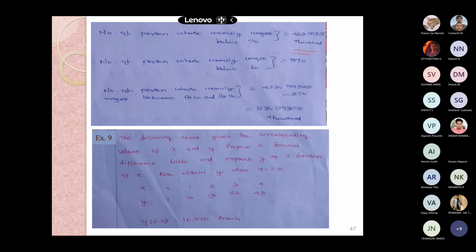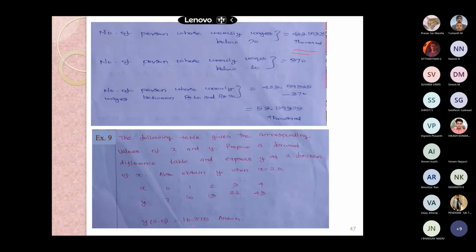In the past 2 to 3 problems, we dealt with numerical data. Here they are asking us to calculate some expressions, and when we apply the data with the Gregory formula, we'll get some relation. Don't feel it is very huge, it is very tiny. Even we need to find y when x is equal to 2.5, and the data is 0, 7, 1, 10, 2, 13, 3, 22, and 4, 43. Try to solve this particular problem.